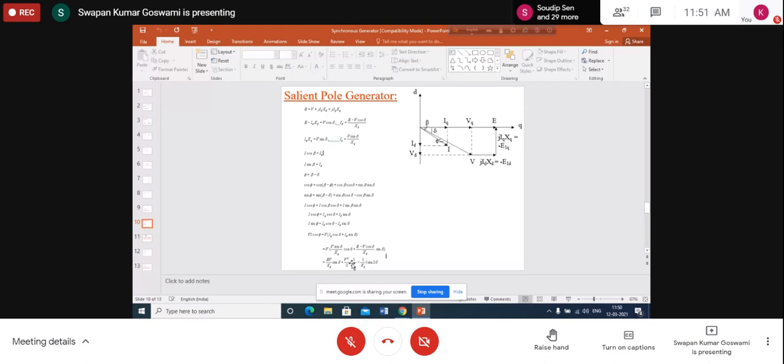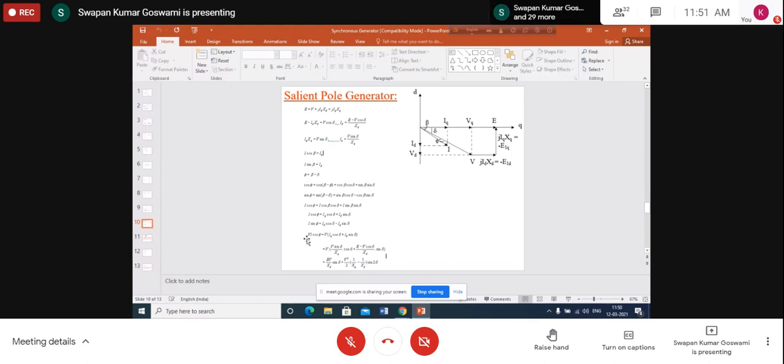This is sine 2 delta. But how will this vary? If you draw the power angle curve, this part will have a power angle curve same as the previous. Similarly, it's a sine curve like this. Now this part will complete its full cycle within this 90 degrees of the first part. Delta within 90 degrees of delta, the second part will complete the full cycle.